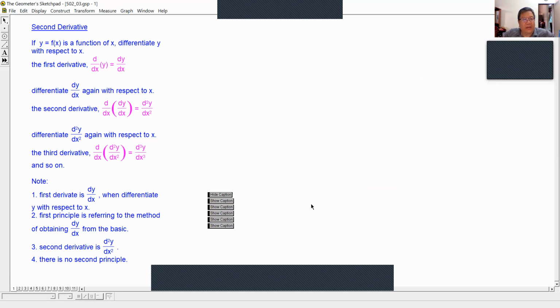Now, before we do second derivative, I want to explain to you clearly what is the meaning of second derivative. Okay, right. Now, we look at one example, y equals f(x). Y equals f(x) is a function of x. And if I differentiate this function of x with respect to x, we call the result the first derivative.